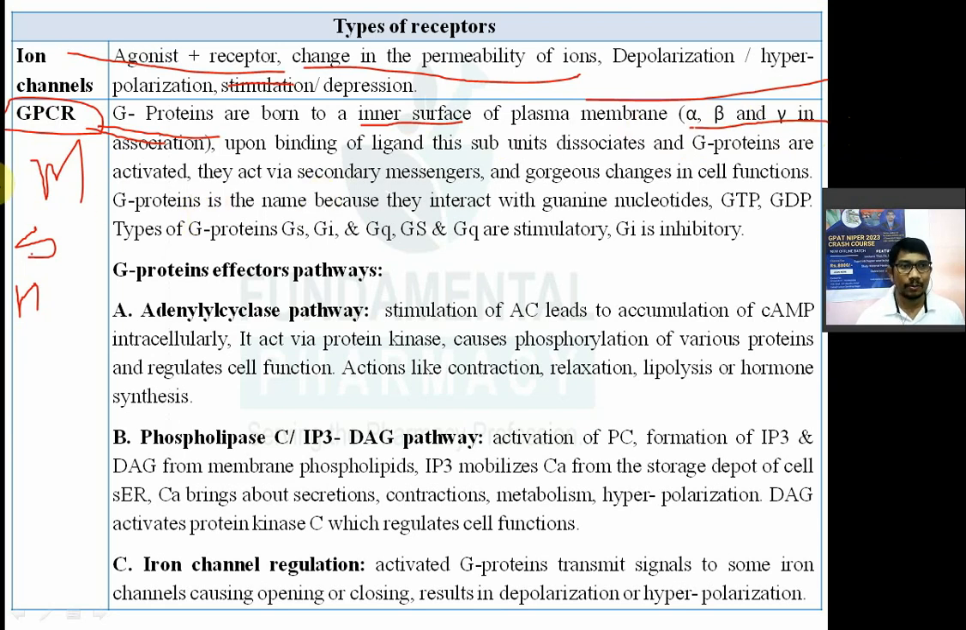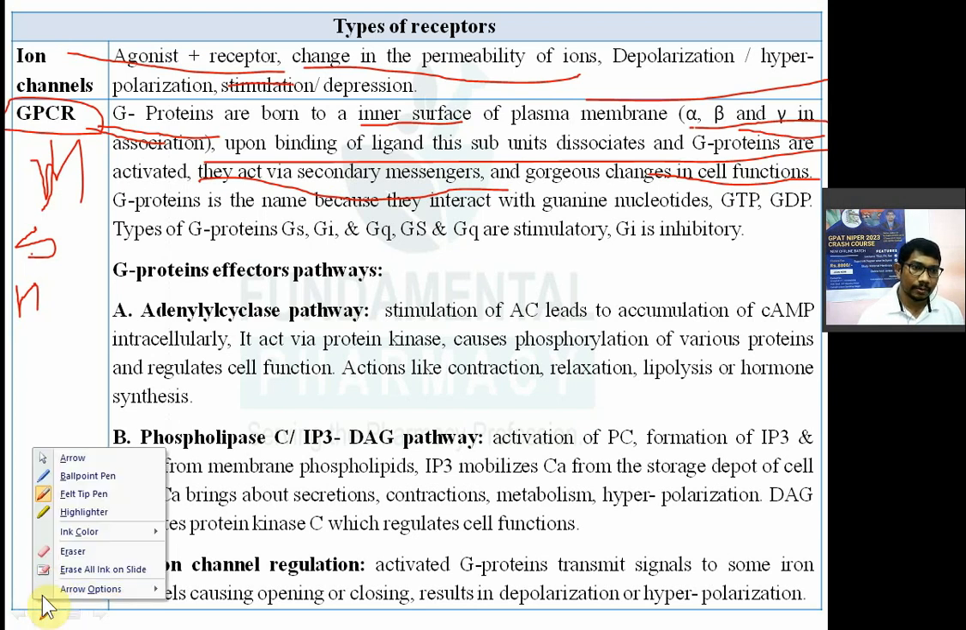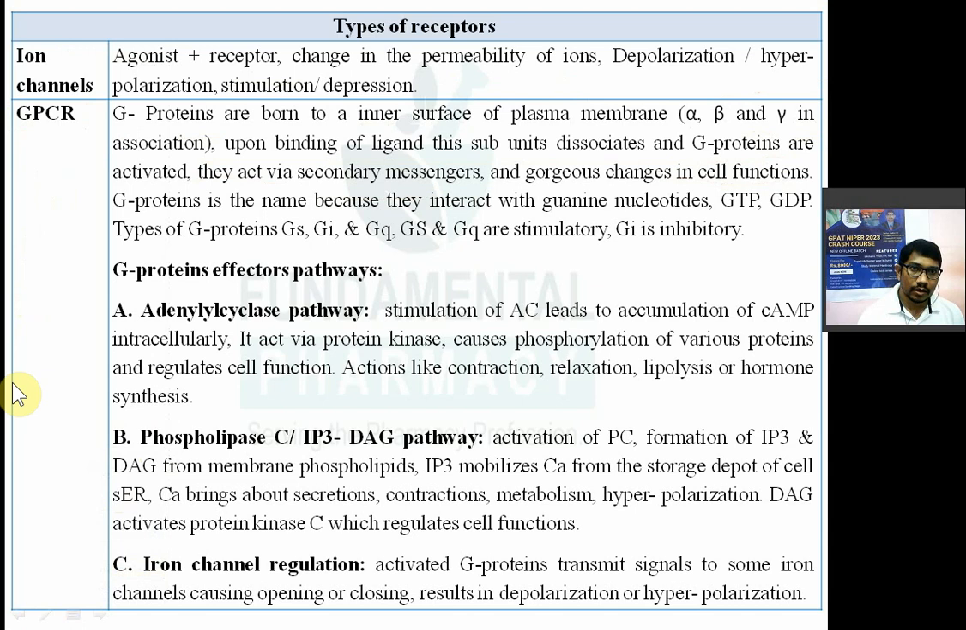So upon a drug which will interact with the GPCR, there is a dissociation of these 3 subunits. Upon binding to a ligand, these subunits will be dissociated and they act as secondary messenger. ये secondary messenger produce करते हैं. Okay, and causes changes in the cell function. Now G proteins, they are given the name G protein. Why? Because they interact with the guanosine nucleotide like GTP, guanosine triphosphate, GDP, guanosine diphosphate.